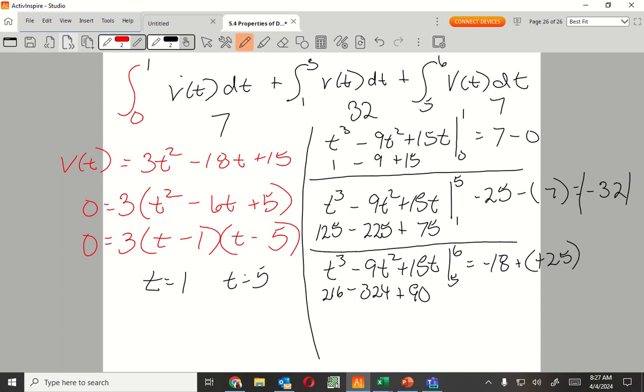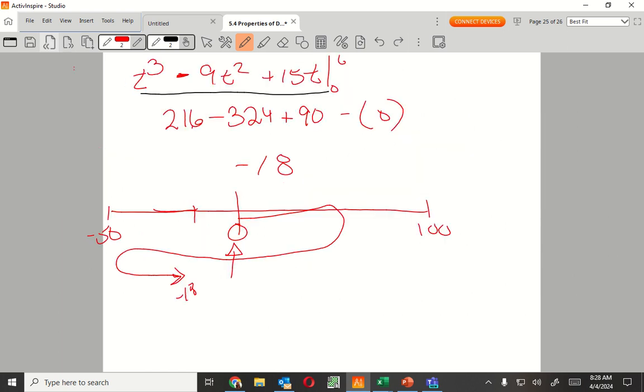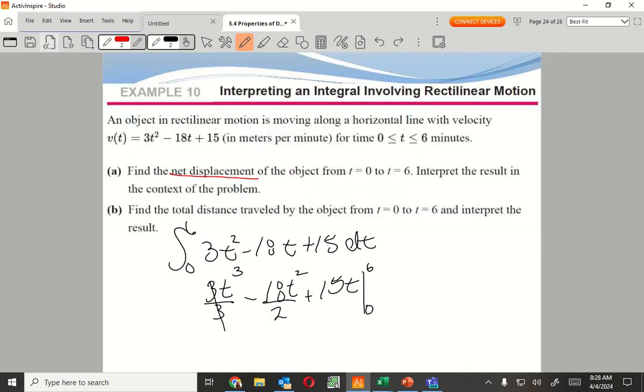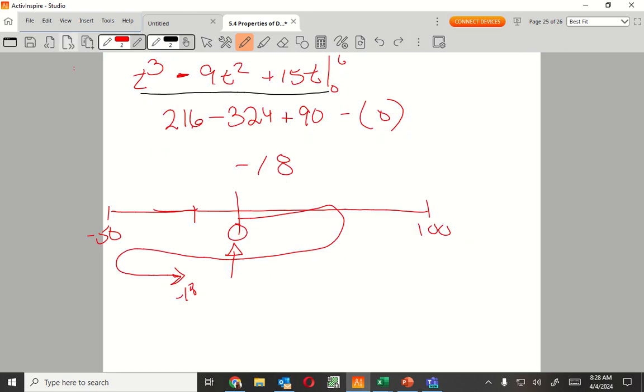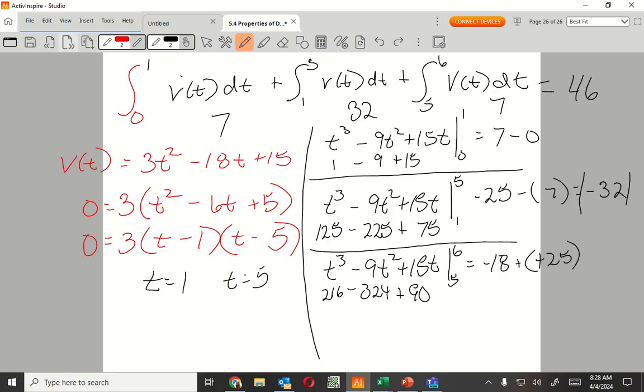So my total traveled, my total distance, since we went forward 7, backwards 32, and then forward again 7, what's that going to be? 39, 46. And I believe these are, what are my units on this one? Meters per minute. Meters per minute. So my distance traveled is going to be in meters.